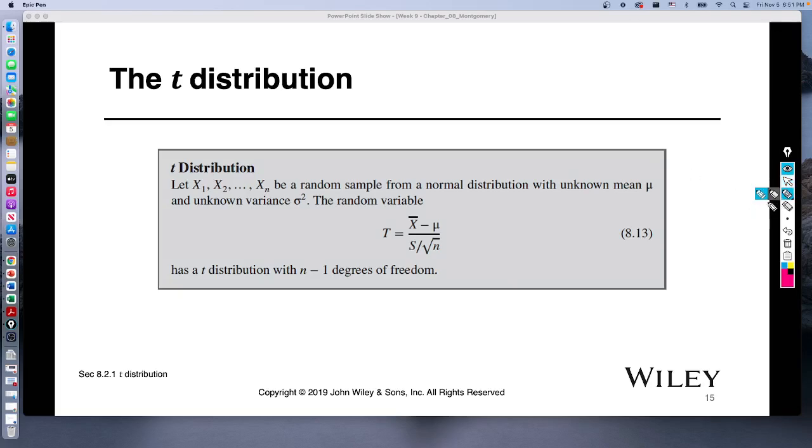Okay, so I've got the PowerPoint. We're going to go through these formulas, examples, and then I had a question. Someone had questions on 3 of the questions in the homework, so we'll take a look at those. So, T distribution.